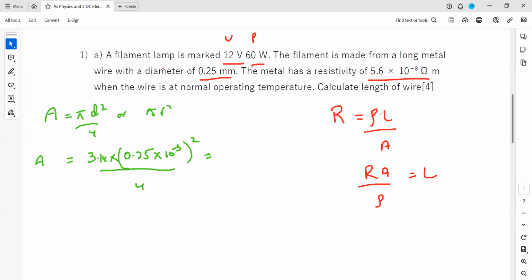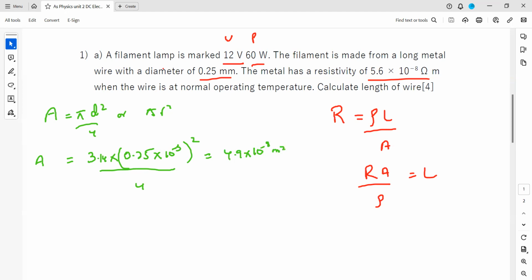So R equals rho L divided by A, or L is equal to RA divided by rho, which will give us the length. That is what we need. But before finding the length, we need the cross-sectional area. As we don't have it, we can use pi r square or pi d square by 4. So when we substitute these values, we'll get the cross-sectional area as 4.9 into 10 to the power minus 8 meters square.